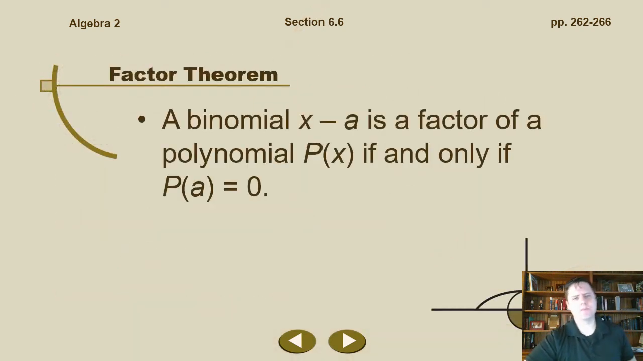Now, the factor theorem says a binomial x minus a is a factor of a polynomial p of x if and only if p of a equals 0. In other words, from that previous thing, if we take the opposite sign of whatever this part is and plug it into the actual original polynomial, and we get the answer of 0, that means the remainder is 0. And if the remainder is 0, that's by definition a case in which it's an actual factor. It factored cleanly into another thing. So if we plug in that value and we get a 0, we know then the x minus a is a factor of the polynomial.